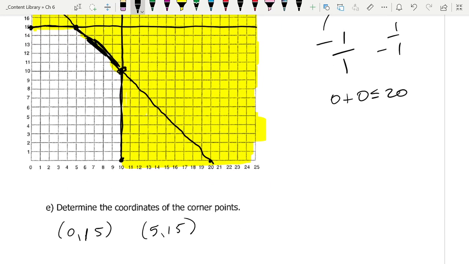The next corner here is 10, 10. And finally, the last corner is at the bottom, 10, 0. So there, my graph has done its job. I don't need it anymore.